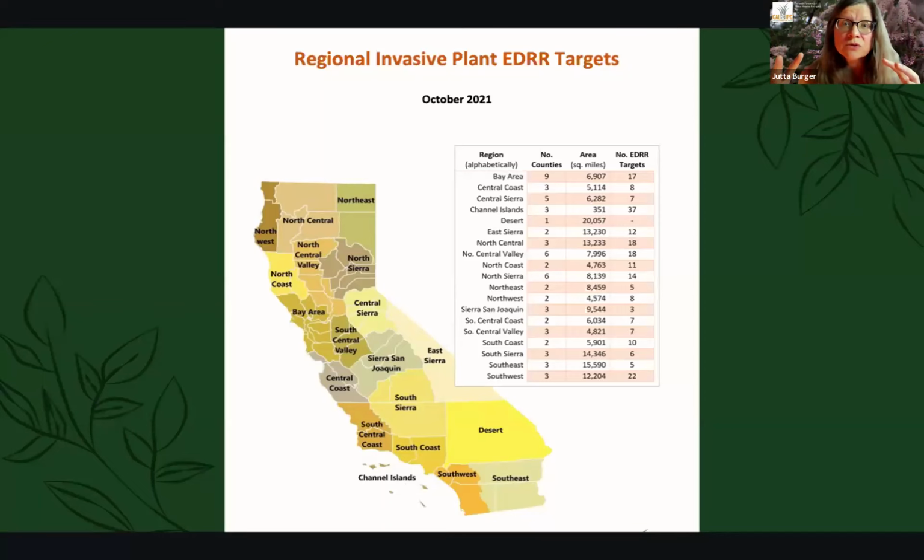You've got more resources that are going after these plants. They're also being prioritized because they're not all that common yet. And so we can view that as early detection, rapid response. So maybe next slide, please, Constance.